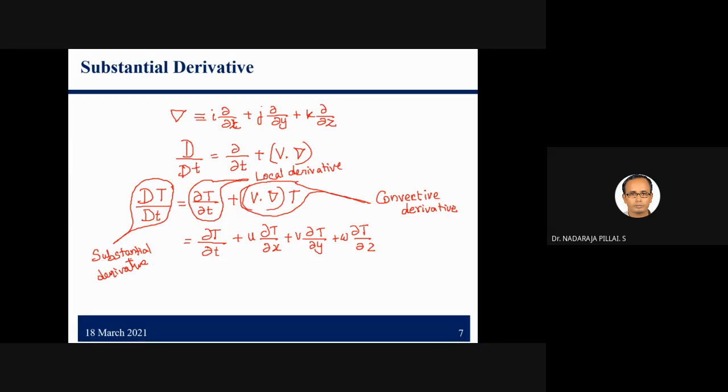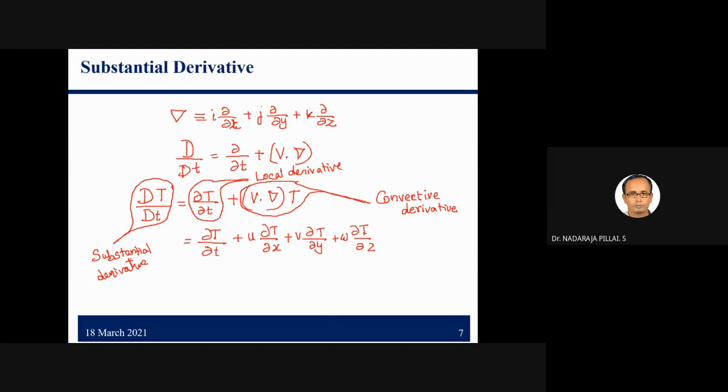That is analogous to the convective derivative. So you enter inside and you feel that with respect to all this space, you are feeling the change in temperature. That is analogous to the convective derivative.